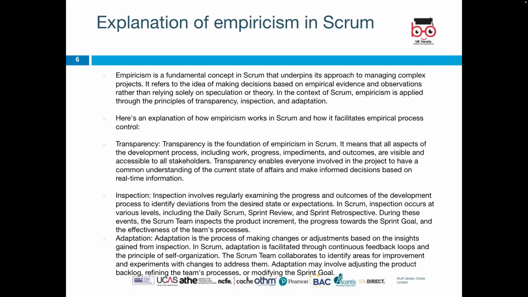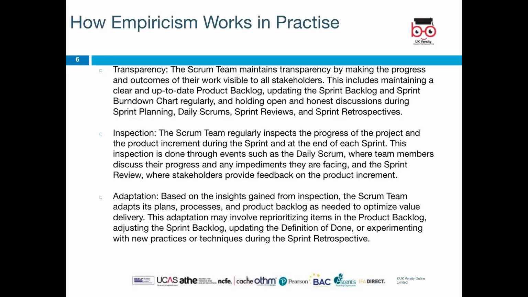Adaptation. Adaptation is the process of making changes or adjustments based on the insights gained from inspection. In Scrum, adaptation is facilitated through continuous feedback loops and the principle of self-organization. The Scrum team collaborates to identify areas for improvement and experiment with changes to address them. Adaptation may involve adjusting the product backlog, refining the team process, or modifying the sprint goal.